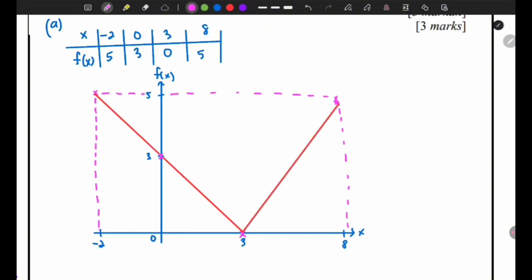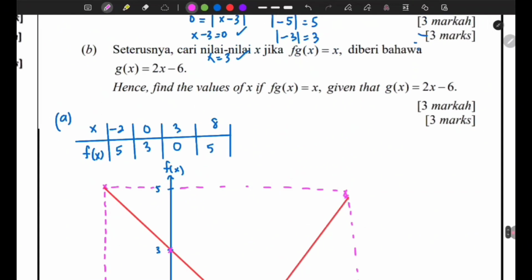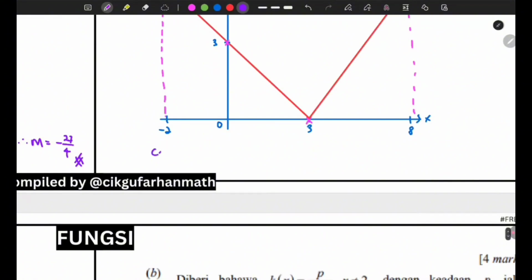So you will see a V or a thick shape. So this is the graph. But it's not over. They asked to sketch and they asked to state the corresponding range. So the corresponding range means the maximum point of the f(x) from the minimum.